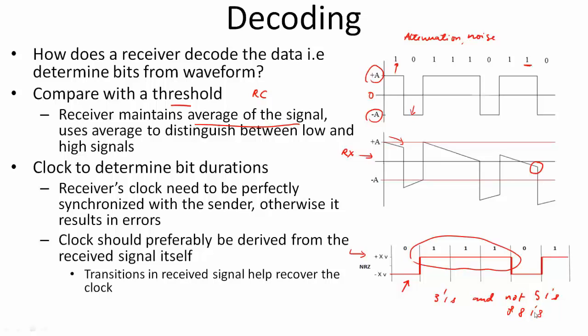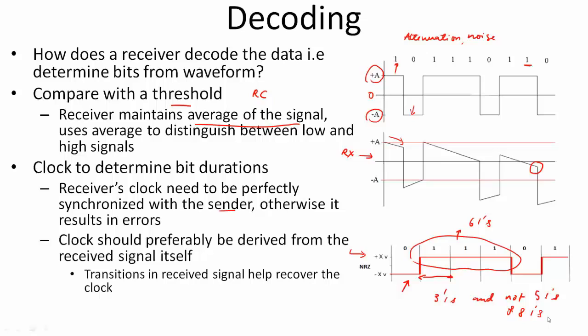So for this, you need to know the duration of a bit, which means you need a clock. Ideally, the receiver's clock should be perfectly synchronized with the sender, otherwise you're going to make errors. Suppose if your receiver clock is running twice as fast as the sender clock, then you're going to interpret these 3 ones as 6 ones because you're going to sample at twice the rate. Even a slight skew in the receiver clock and the sender clock can slowly creep in errors. So you do need a clock at the receiver, and you want this clock to be perfectly synchronized with the sender.